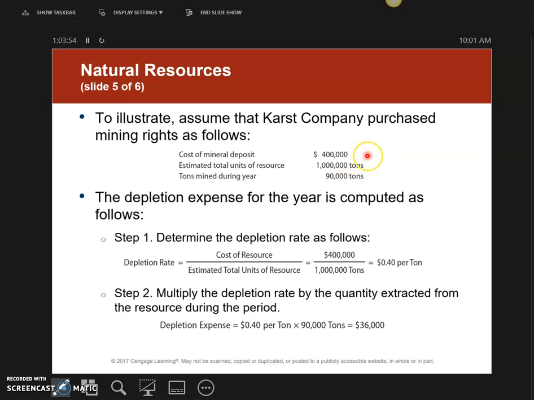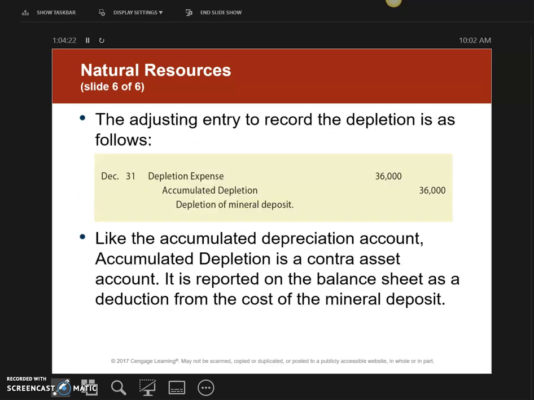I paid $400,000 for the mineral deposits. My total estimated units is 1 million tons, and during the first year I got 90,000 tons out. So I'm going to take the cost divided by 1 million tons, which is 40 cents per ton, and then turn around and multiply it times the 90,000 tons. So this is just like units of activity, except there is no residual value. Even if given one, you do not calculate it.